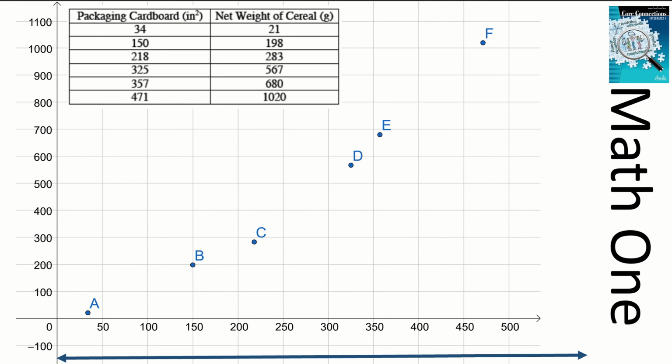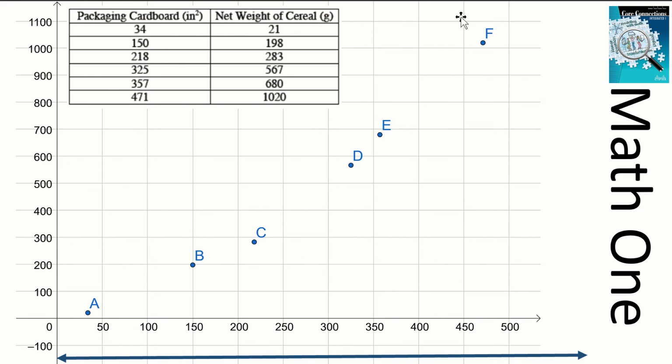Now, once I plot the points, I can move around and talk about the general shape, the direction, and whether there are any outliers for this data set. When I look at this, to me, it looks like it's slightly curving upwards. So I could say maybe there's a curve here.